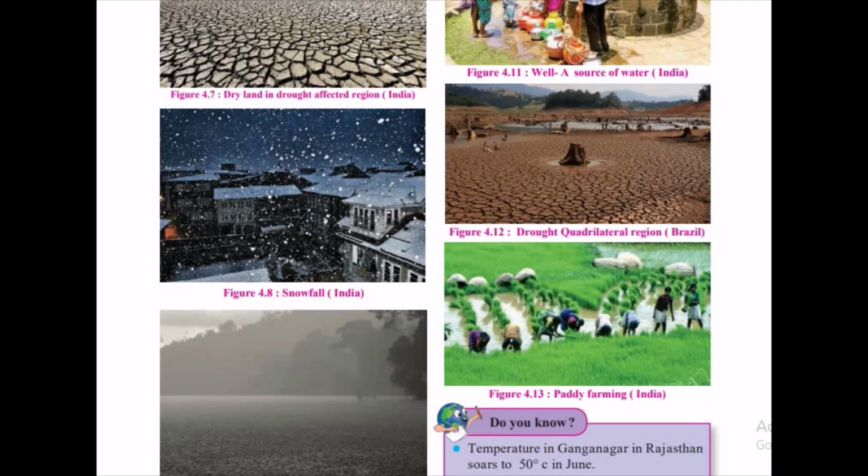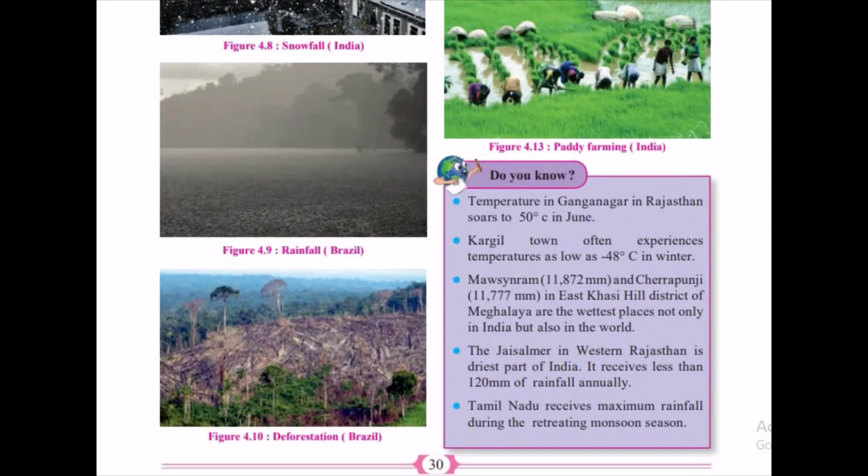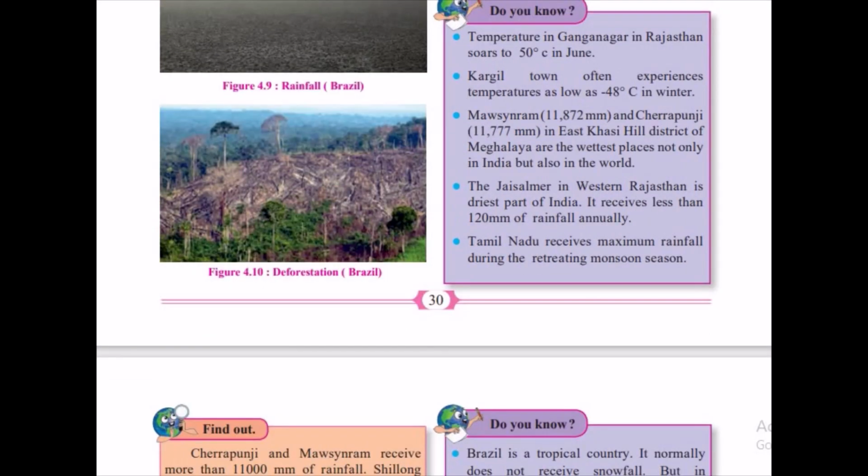Then we find the drought quadrilateral region in Brazil. You will find snowfall in India, especially Kashmir. The figure 4.13 shows paddy farming in India. We find figure 4.9, rainfall in Brazil. And in 4.10 we find deforestation in Brazil.